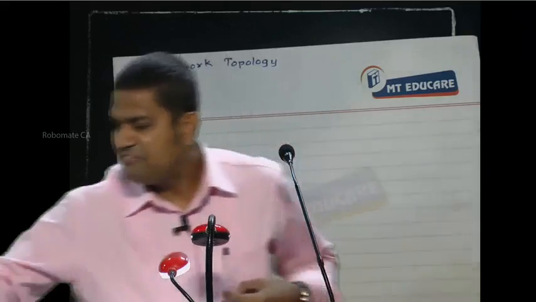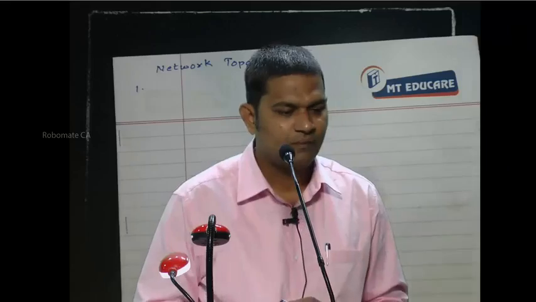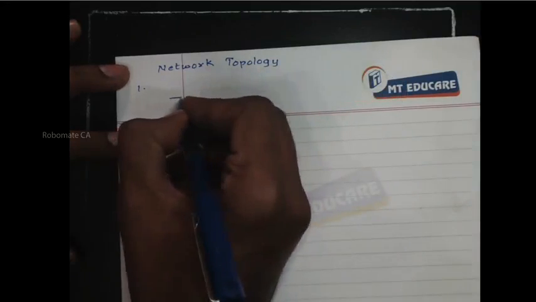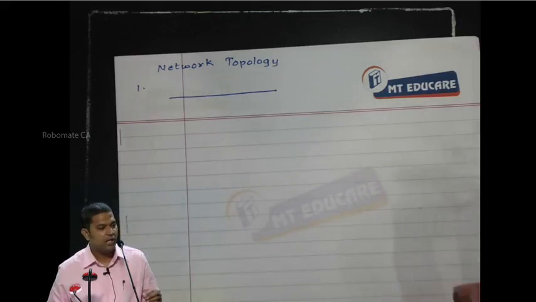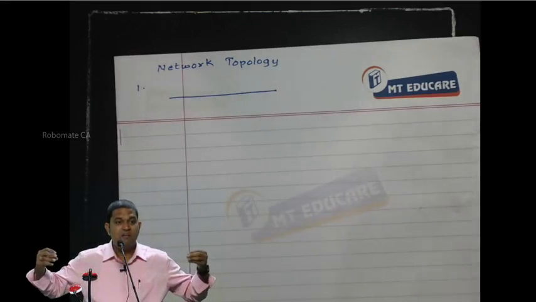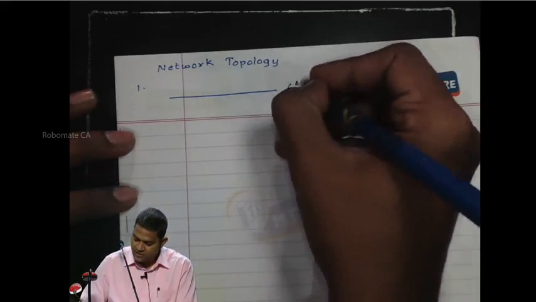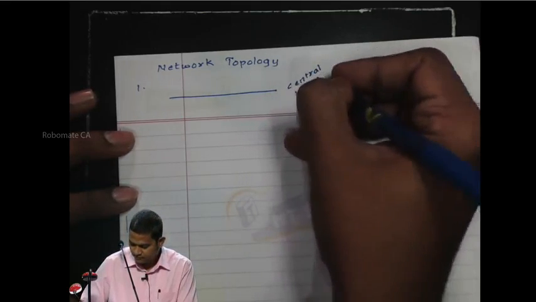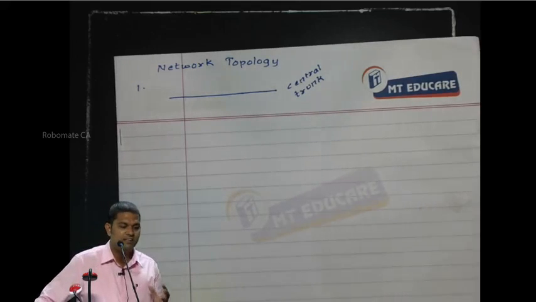So let's start with the very first type of topology, and that is called bus topology. In a bus topology, you will have a cable. Now this particular cable is a very, very important cable. It's like the highway, a very important road. Technically it is called the central trunk. It is the backbone of the network.